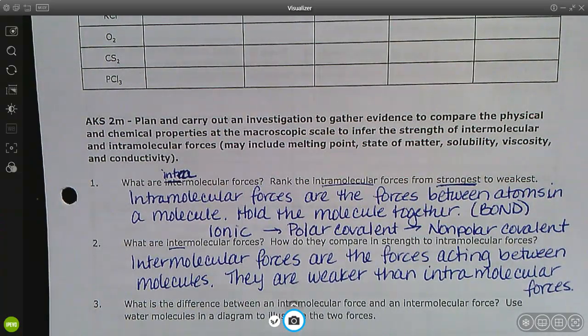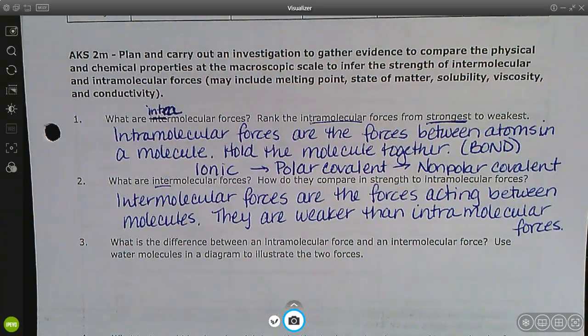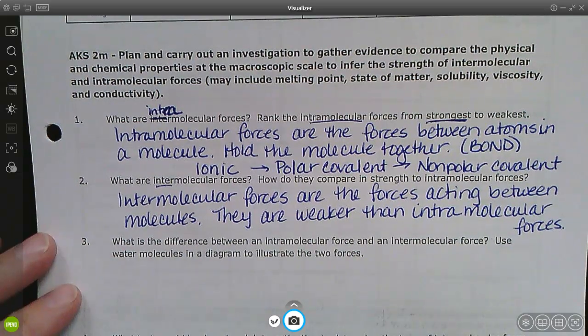And if you think about it this way, you have to have a molecule before a molecule can interact with another molecule. So intramolecular forces, which hold a molecule together, hold the bonds between the atoms, those have to be much stronger if you're going to have molecules that can actually interact. So you got to have a molecule before you can have interactions between molecules. So intra forces are always stronger than inter forces.